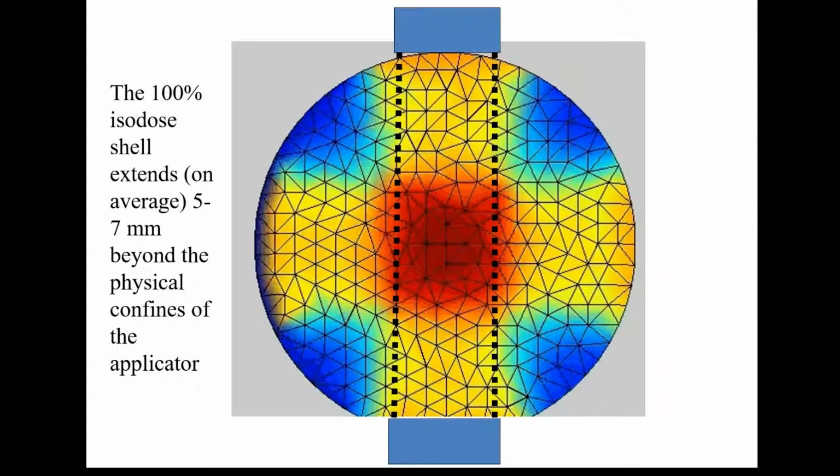But a key feature of this is that as we look at the 100% isodose shell, in fact higher than 100%, extending beyond the physical edges of the applicator by about 5 to 7 millimeters. And we often take advantage of that when we're addressing certain complicated target volumes. Next slide.